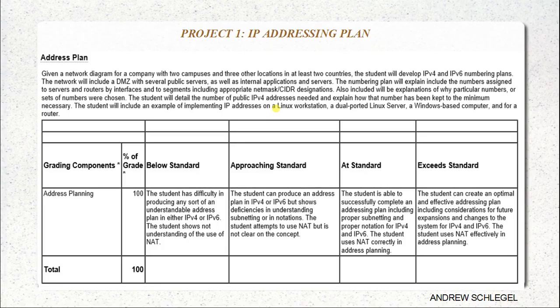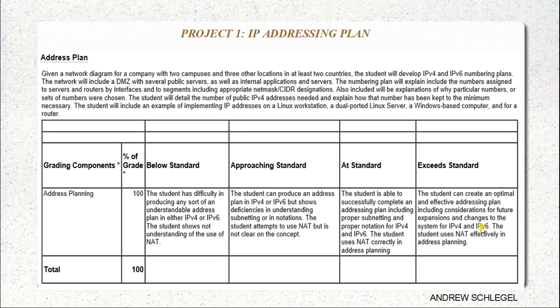The student will detail the number of public IP addresses needed and explain how that number has been kept to the minimum necessary. The student will include an example of implementing IP addresses on a Linux workstation, a dual-ported Linux server, and a Windows-based computer, and also for router interfaces. Okay, so you can read here the exceed standards. The student can create an optimal and effective addressing plan, including considerations for future expansion and changes to the systems for IPv4 and 6. The student uses NAT effectively in the addressing plan.